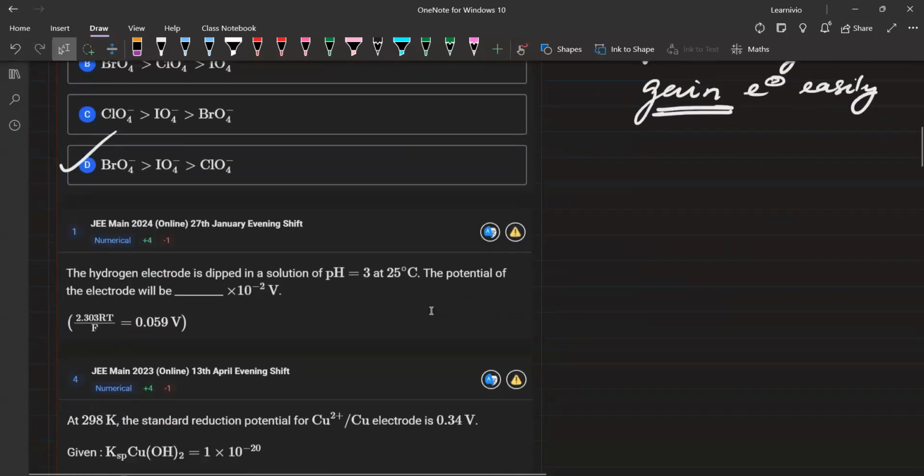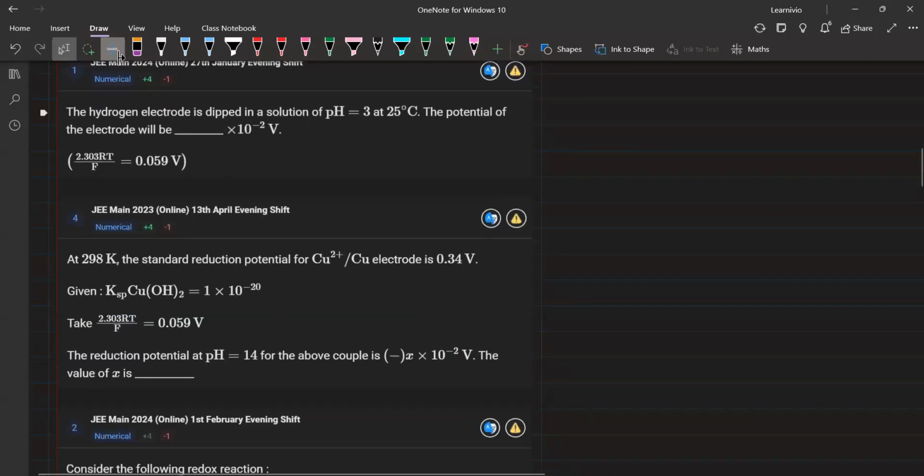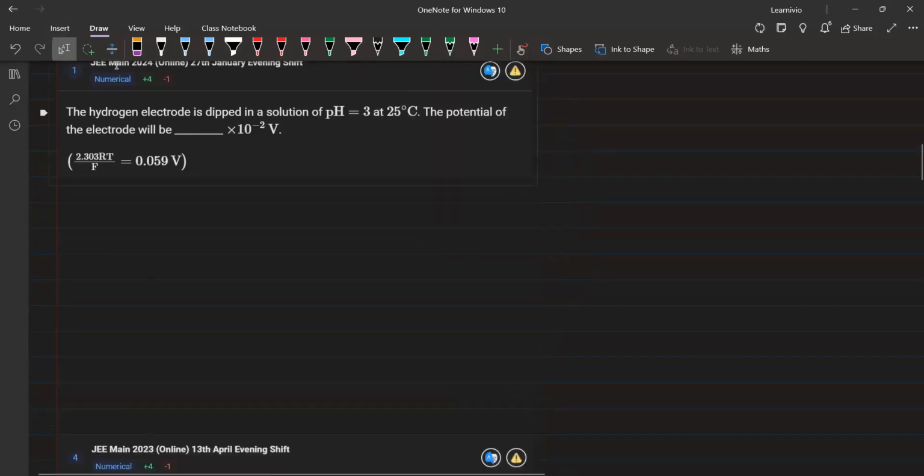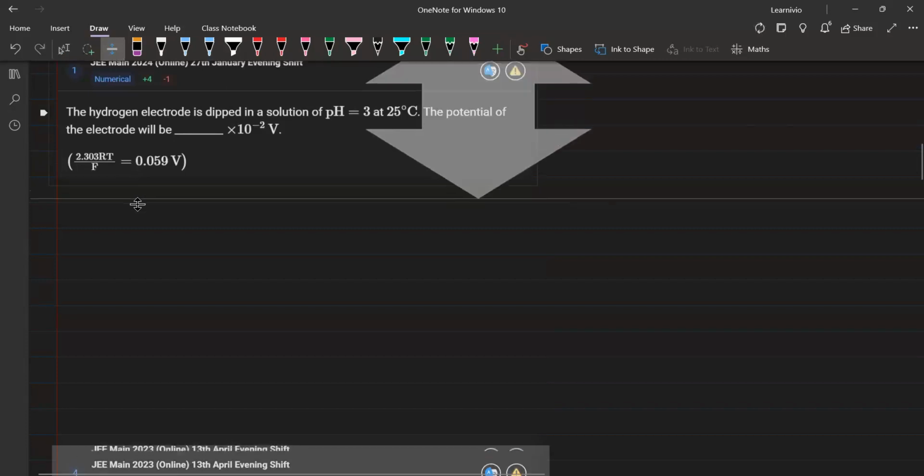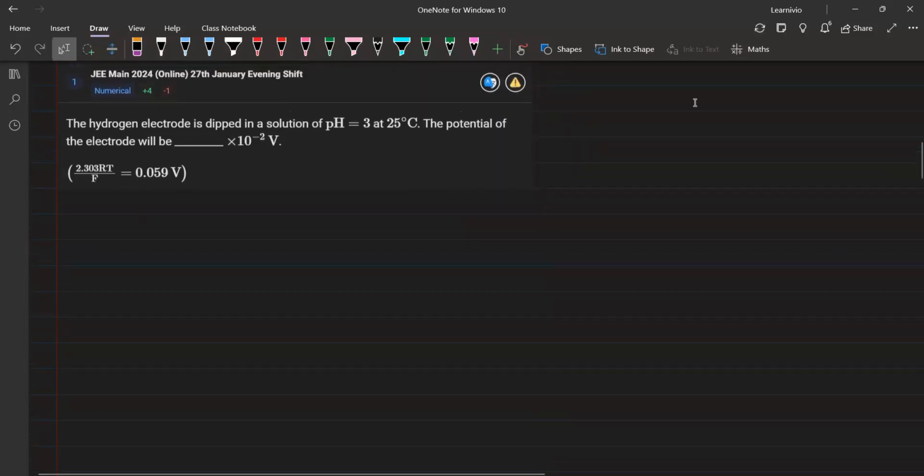So moving on. Try this. The only thing that you need here, which is not given right now, is the electrode potential of hydrogen. Standard hydrogen electrode, it has E naught as what? E naught is equal to 0 for it. Try this one.